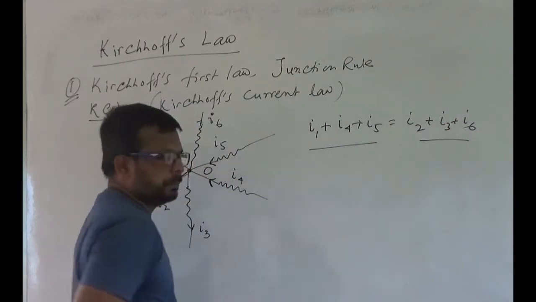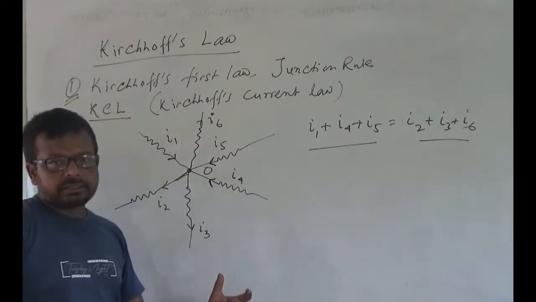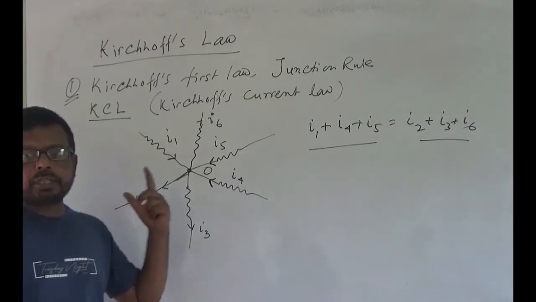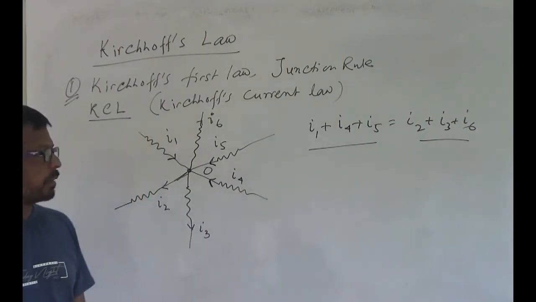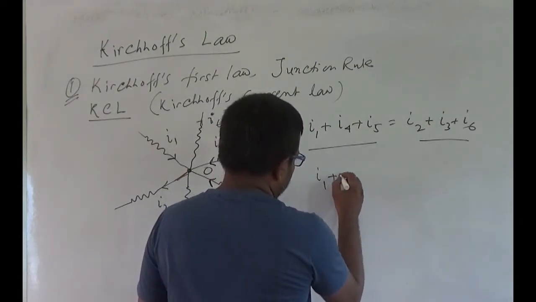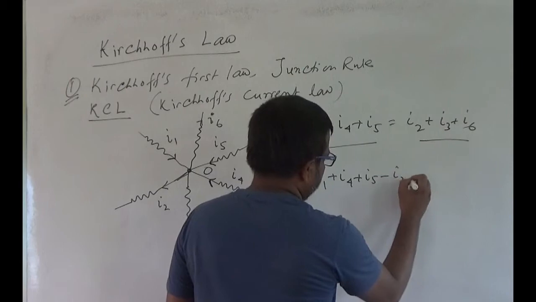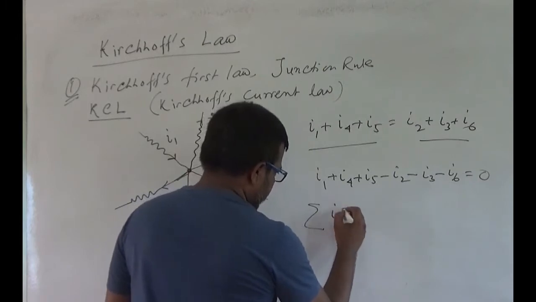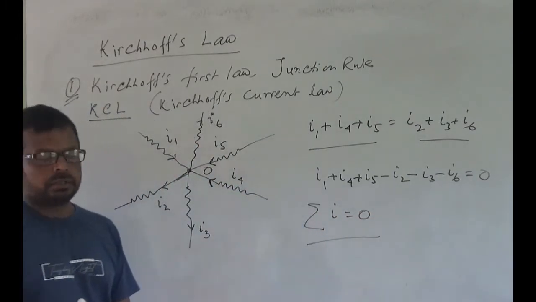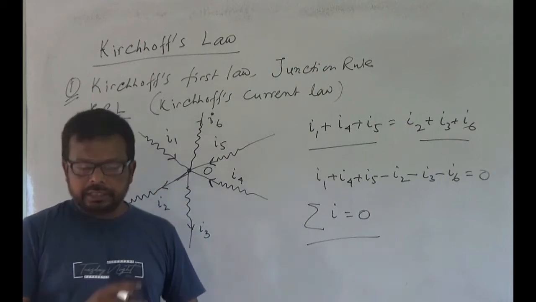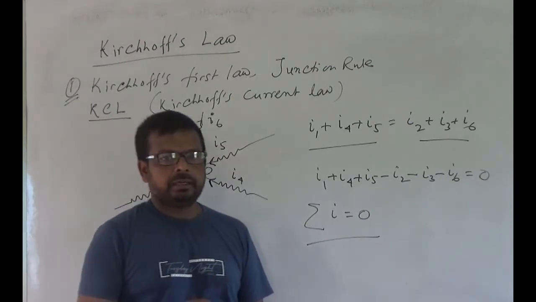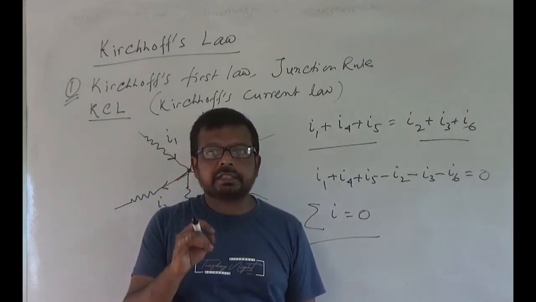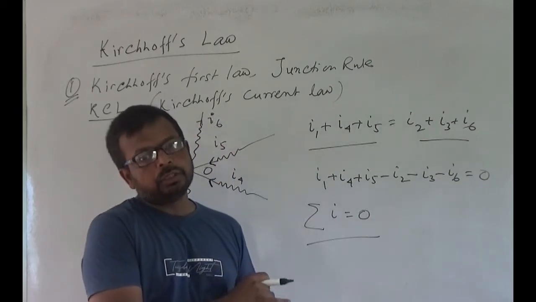This must be equal. Sum of the currents entering a junction point will be equal to sum of the currents leaving the junction. Or we may say I1 plus I4 plus I5 minus I2 minus I3 minus I6 is equal to 0. That means summation over I equals 0. Now, the algebraic sum of the currents meeting a junction point in a closed electric circuit is 0.